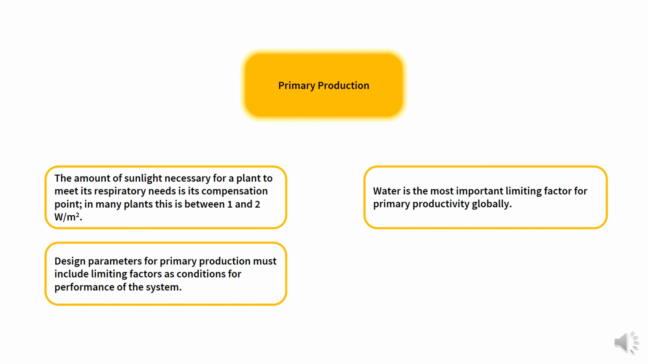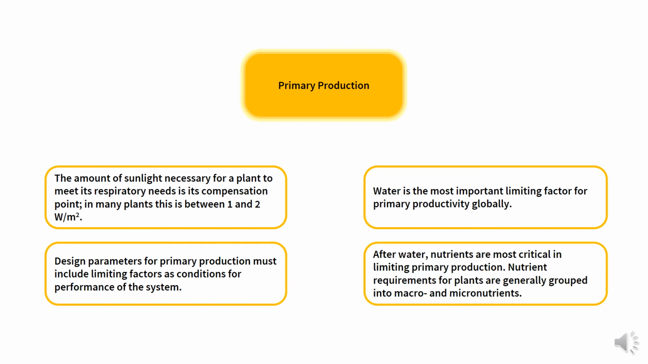Water is the most important limiting factor for primary productivity, and nutrients are also most critical in limiting primary production. Nutrient requirements for plants are generally grouped into macro and micronutrients.